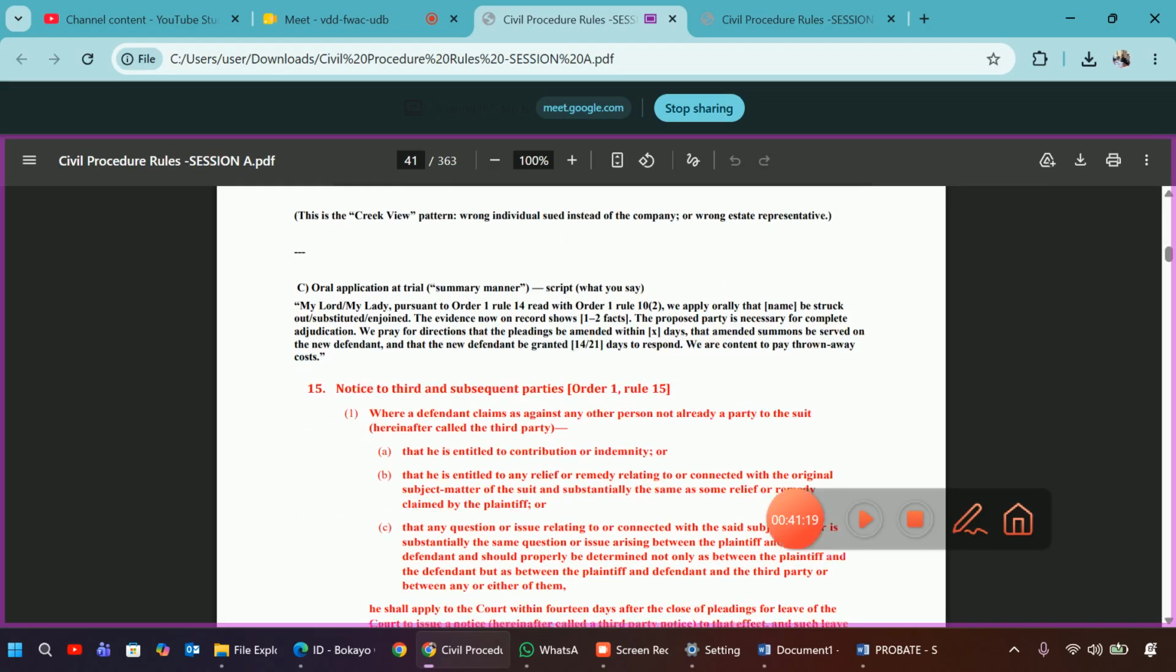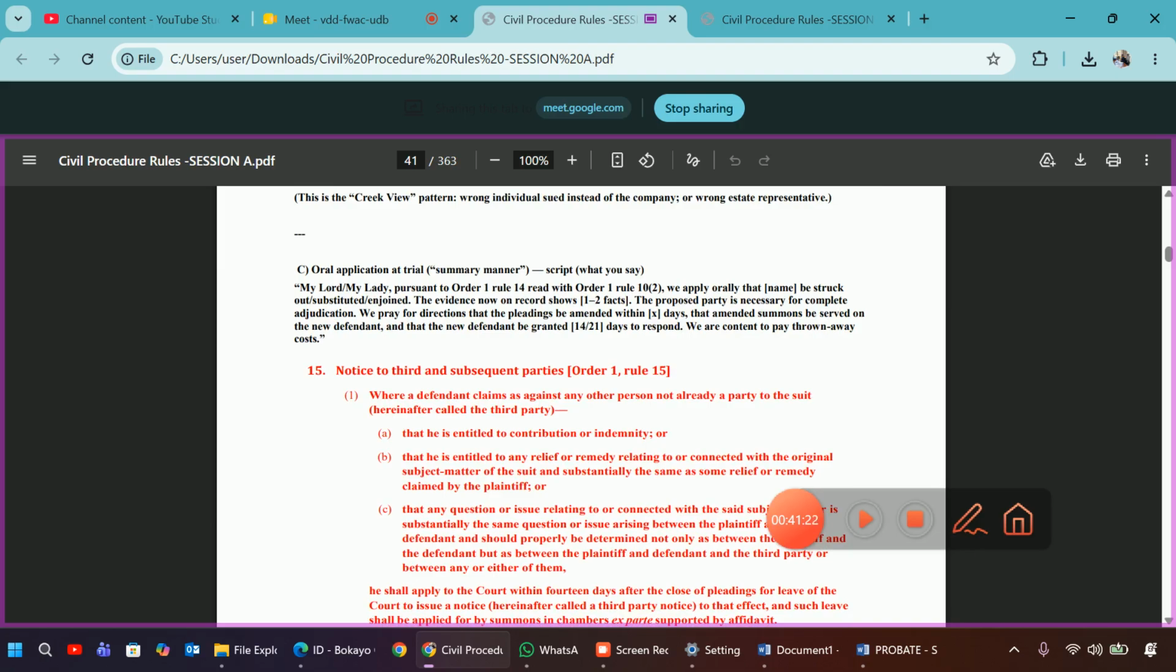Then the oral application at trial. At times you will encounter a question in trial advocacy: kindly make an oral application at trial. What is the language that the examiner expects you to say? The examiner expects you to say: My lord or my lady, pursuant to Order 1, Rule 14, read with Order 1, Rule 10(2), we apply orally that this name be struck out or substituted and enjoined.